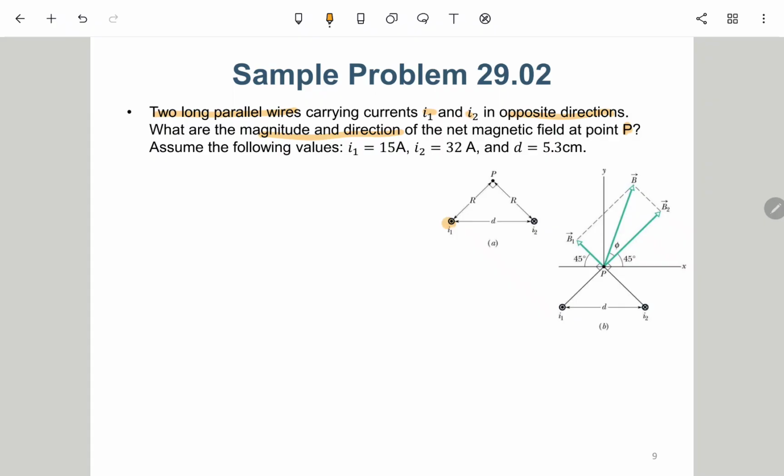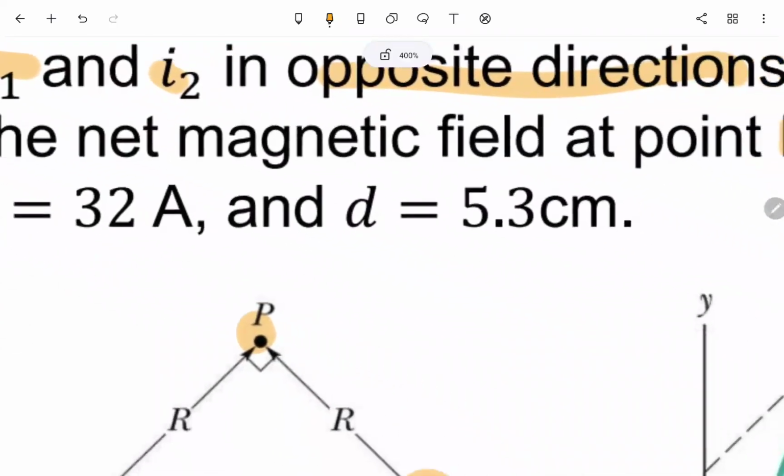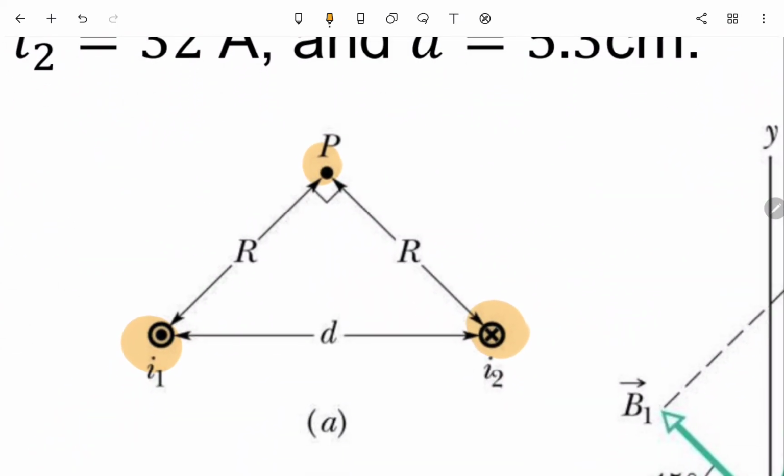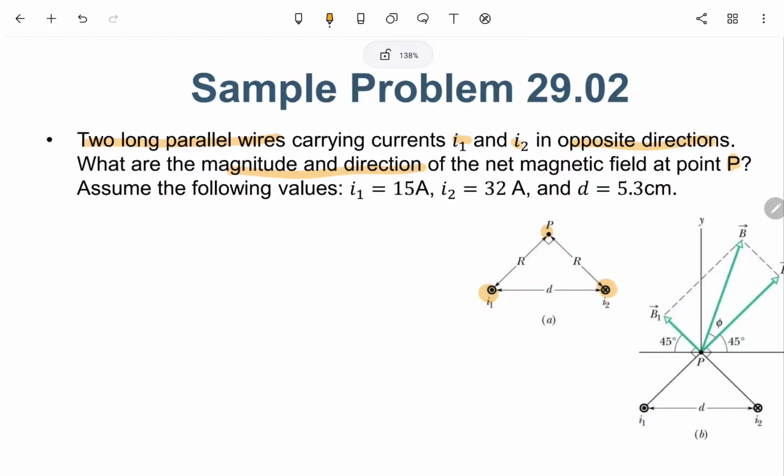Okay, so here we have I1, we have I2, and then we have point P. Here I1 is pointing out of the page, I2 is pointing into the page, and we would like to find the B field at point P. So assume the following values, I1, I2, and then a D. This is the D, and this is a right angle triangle. So you can simply expect that D will be square root of 2 times capital R, because it is a right angle triangle and the two sides are equal to each other.